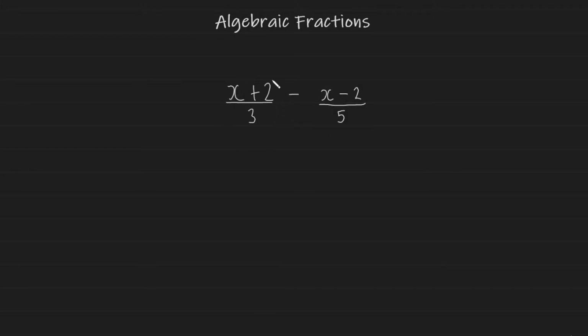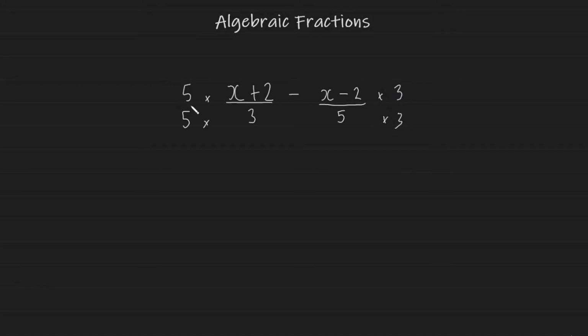We have x plus 2 over 3. I'm going to take the other denominator, so this 5, and multiply it by the numerator and denominator of the first fraction. And now I'm going to do the same to the other fraction. I'm going to take the denominator of the first fraction and multiply it to the top and bottom. So we're going to have times 3 times 3.